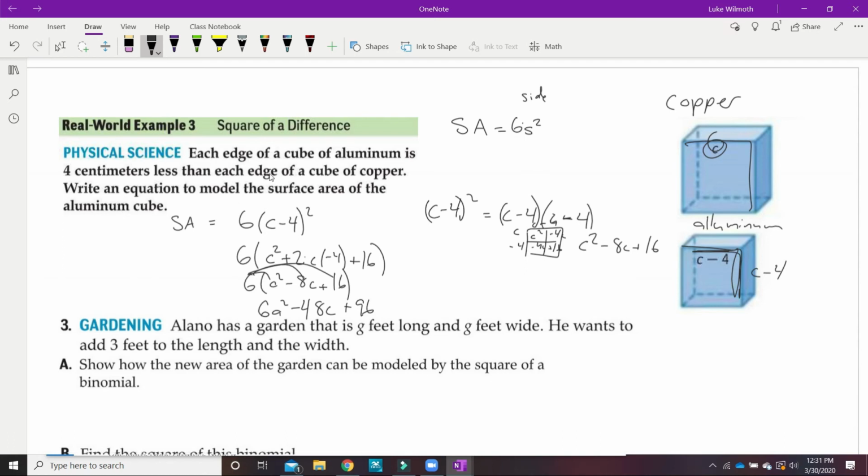And it just says write an equation. So it should have an equal sign here. We should say surface area equals 6c squared minus 48c plus 96. That is it for that. You should pause the video now and see if you can do the gardening problem.